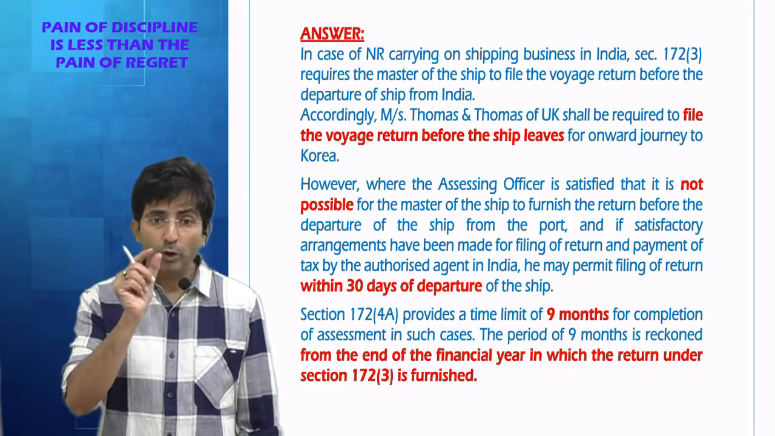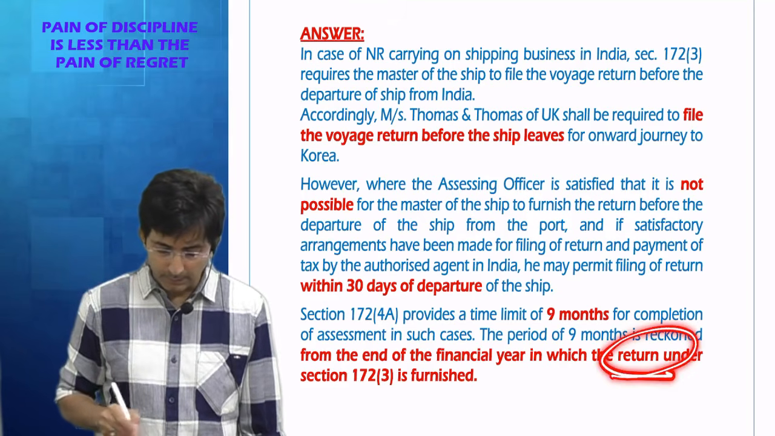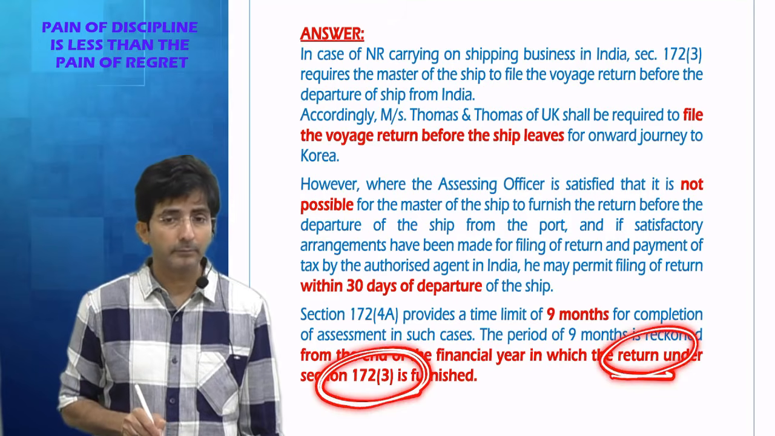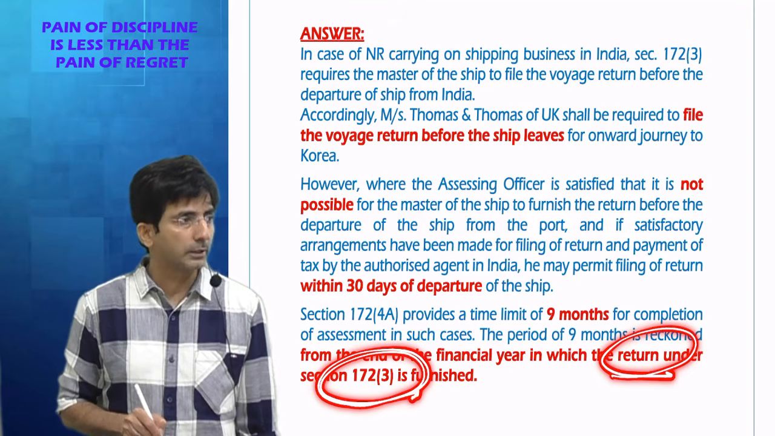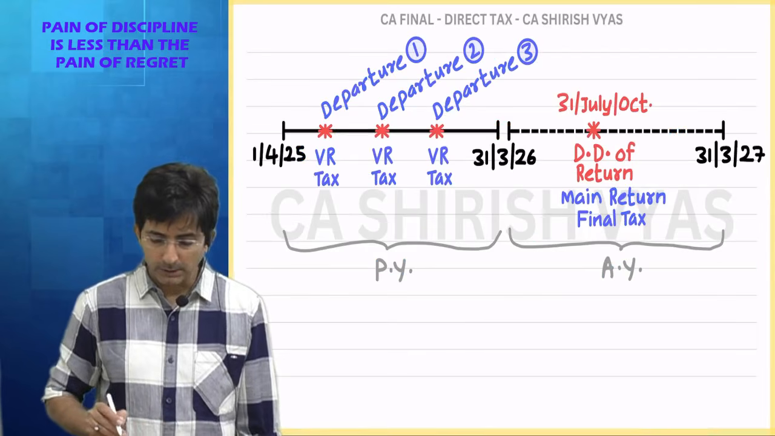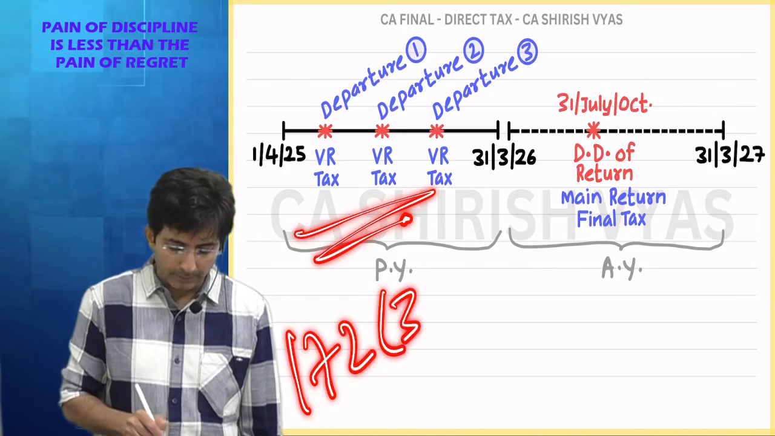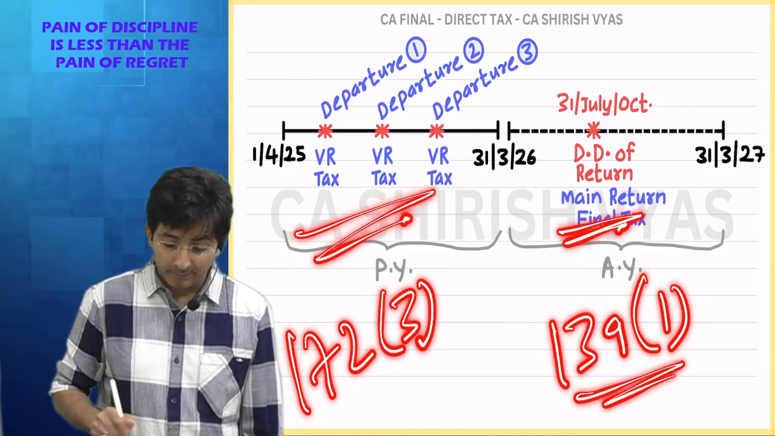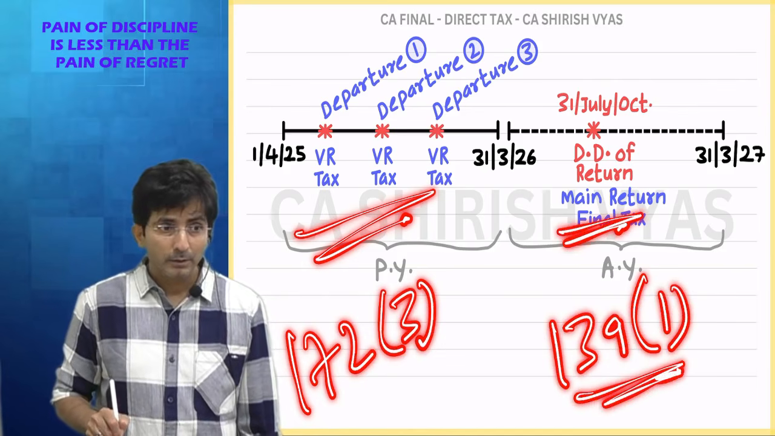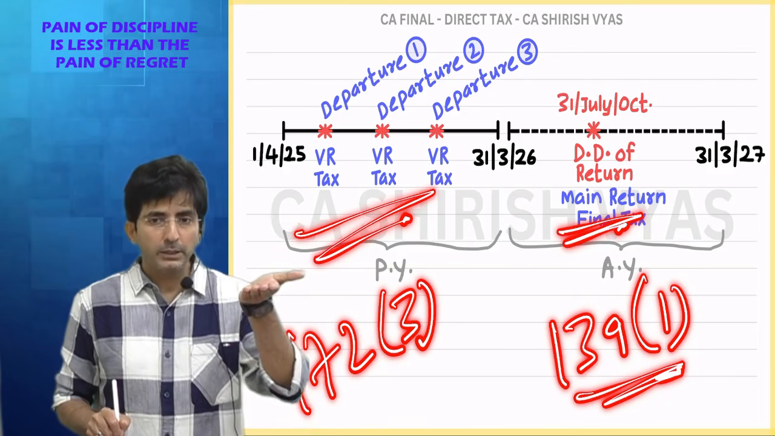You know, the word voyage return is not used by the law. They call this a return under section 172(3). By chance, if in the exam they say return under 172(3), it is a voyage return. See, one more good distinction. Voyage return is filed under 172(3). Main returns are filed under 139(1). Remember assessment procedure? So you can write a good distinction between what? Voyage return and main return.